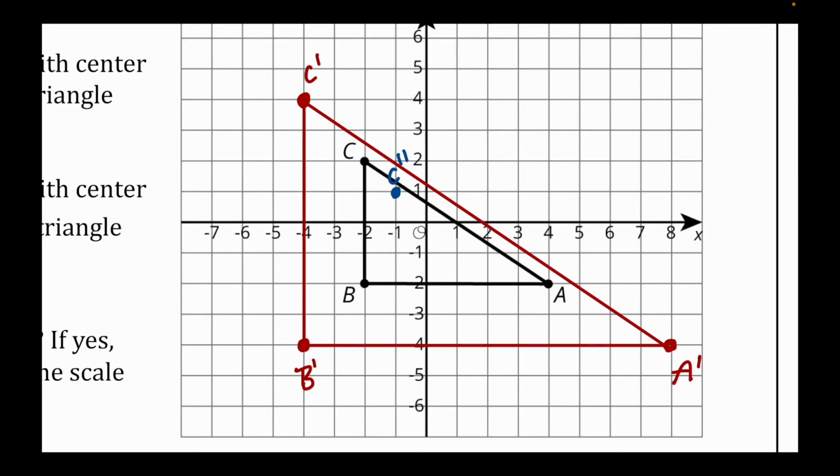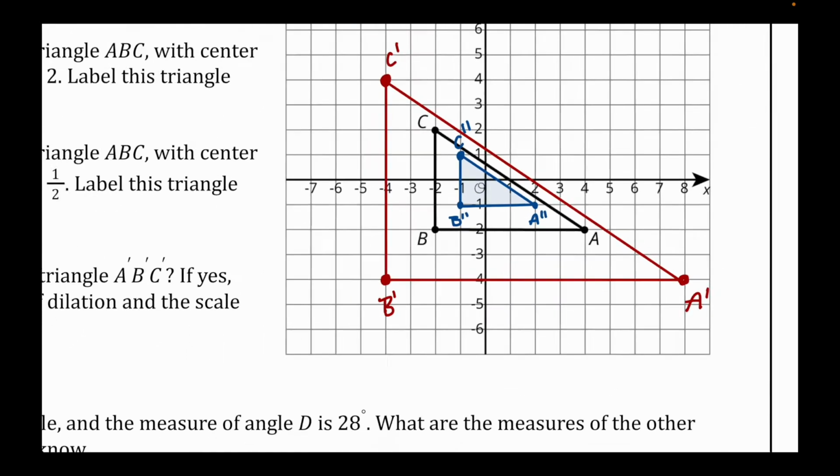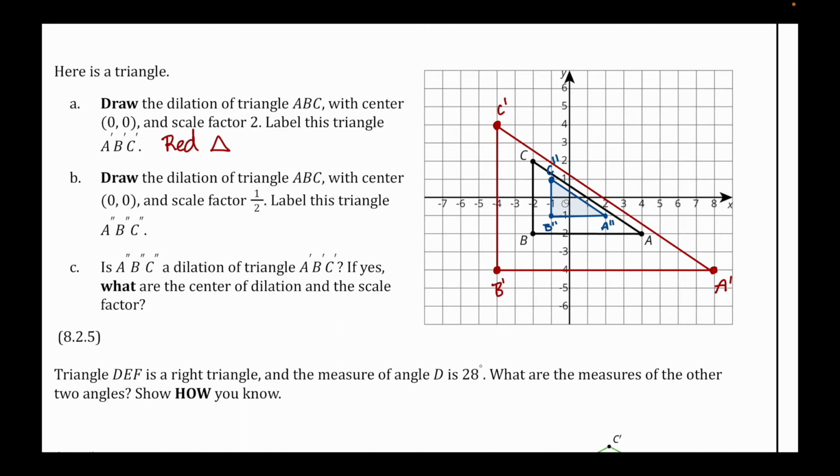Likewise for B double prime, instead of going down 2 and left 2, we're only going to go half that distance. We'll go down 1 and left 1. And for A, instead of going down 2 and to the right 4, from our center, we're going to go down 1 and right 2 and make sure we have half of our distance. So this is going to be B double prime, and this is A double prime. So I am going to connect this one, and I'll leave the filled in center for this one. Okay, so I have my 2 triangles. So that is going to be my blue triangle.